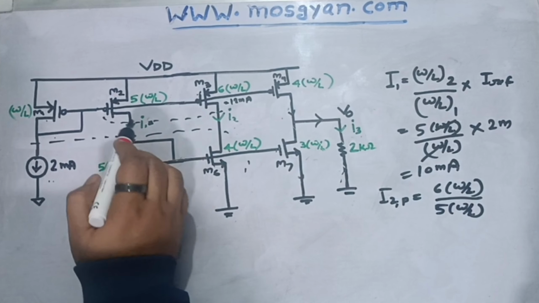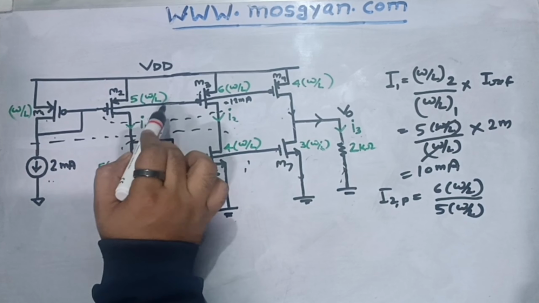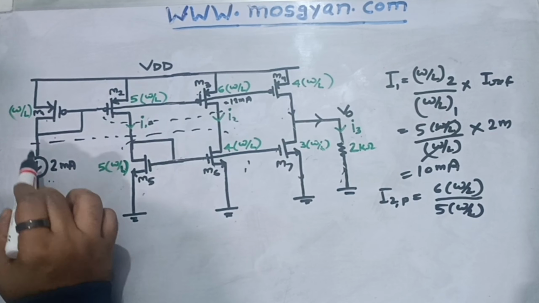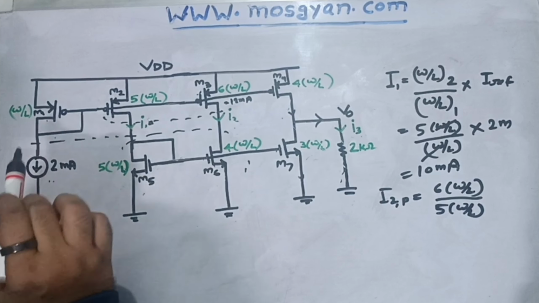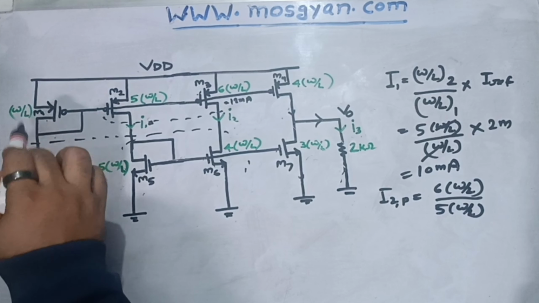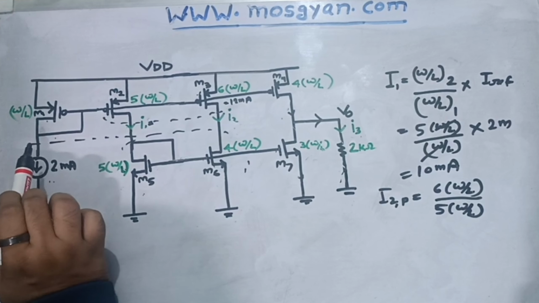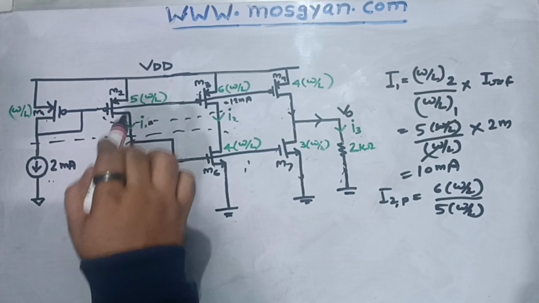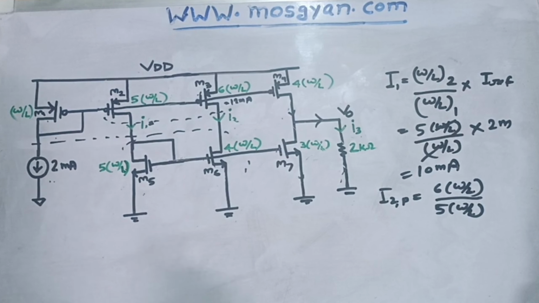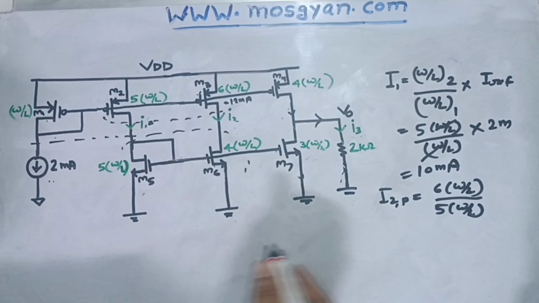We could also have taken W by L instead of 5W by L because this is the reference branch which is generating VGS reference current, and these all are output branches. So ideally we should take the division factor as the reference branch from where the current is getting generated. But since here the current calculation is fine, we are taking 5W by L only, but this concept will come into picture later on. So that's why I am telling you here only.